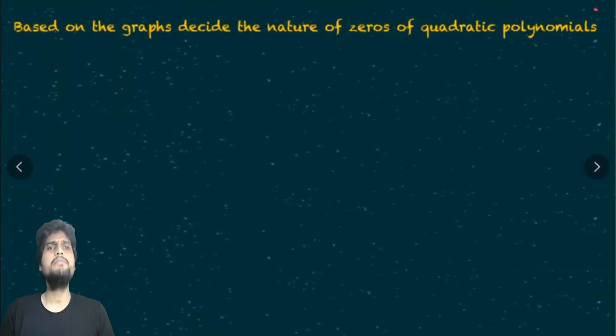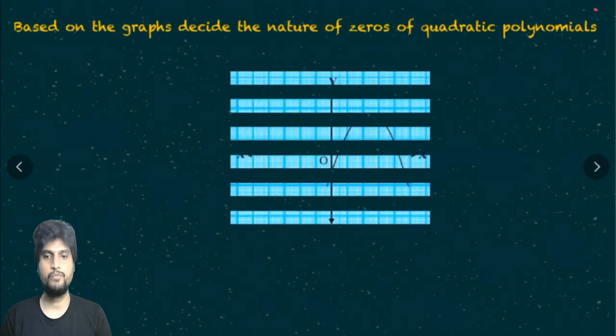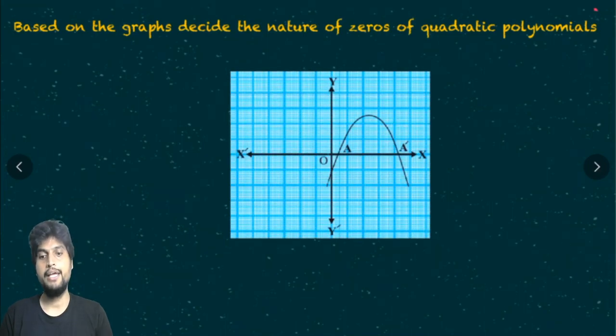So let's have some small exercise. Based on the graph, you have to decide the nature of zeros or roots of the quadratic polynomial. So consider this graph first. Here it is touching the x-axis on the positive side. So both roots will be positive. It is touching at two different points.